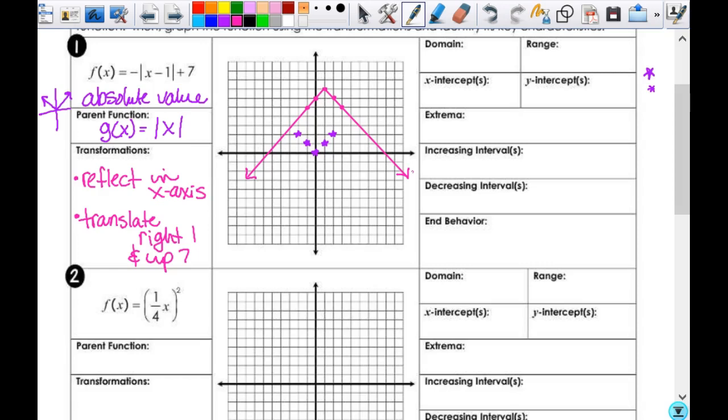At this point, domain. Our domain. The domain of the parent as well. Yeah. Range. I start at negative infinity. Do I include the 7? Yes. Is that the same range as the parent function? No. Shift up is what changes, and it's negative.